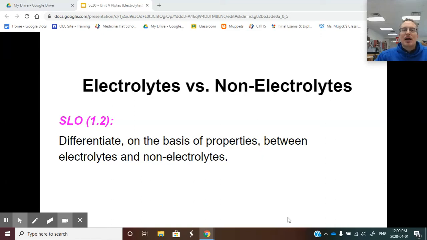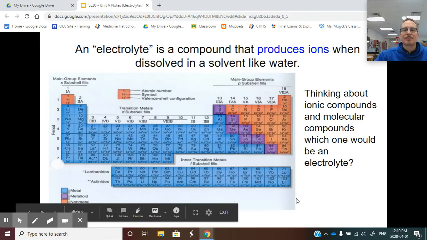Morning Science 20s. Our lesson today is going to be telling the difference between an electrolyte and a non-electrolyte, and trying to figure out when is something going to be an electrolyte or when it's not going to be an electrolyte. So let's get started.